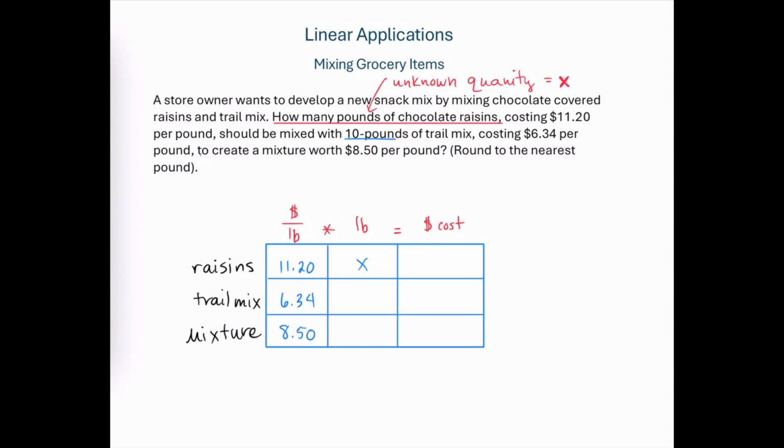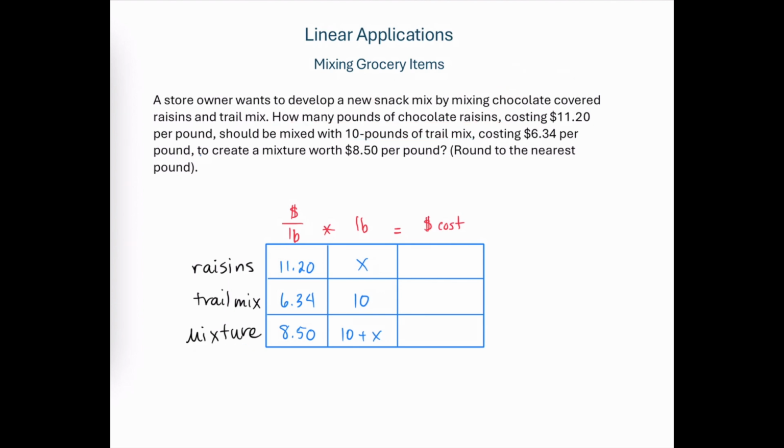But we are told how many pounds of trail mix. We're going to be mixing it with 10 pounds of trail mix, so we'll put 10 in the pound cell for the trail mix row. So if we start with 10 pounds of trail mix and we add x pounds of raisins, we're going to have a total of 10 plus x pounds of the mixture at the end.